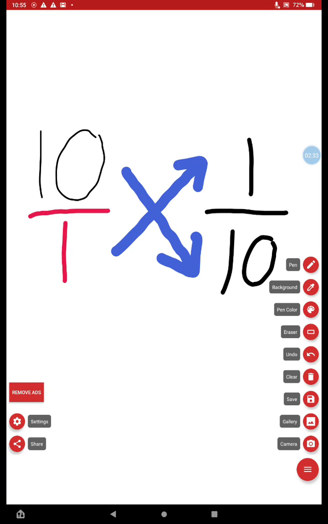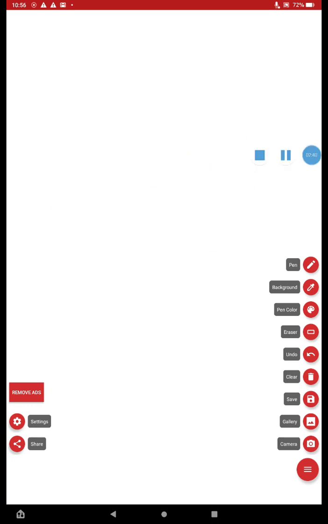Alright, now let's make it a little bit harder. Let's take a look at mixed numbers. Alright, so let's take a look at this mixed number. Let's say 3 3/8. Now it gets a little bit tricky when we find the reciprocal of a mixed number because I can't just say 3 8/3, right? Instead, what I have to do is convert that mixed number into an improper fraction.